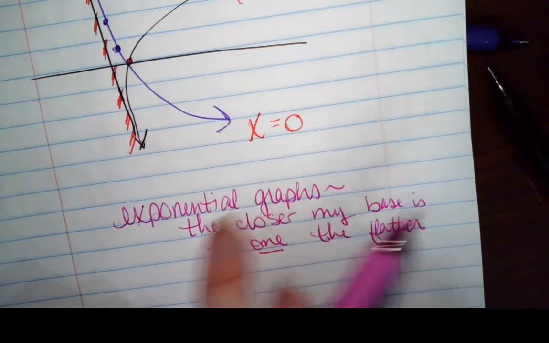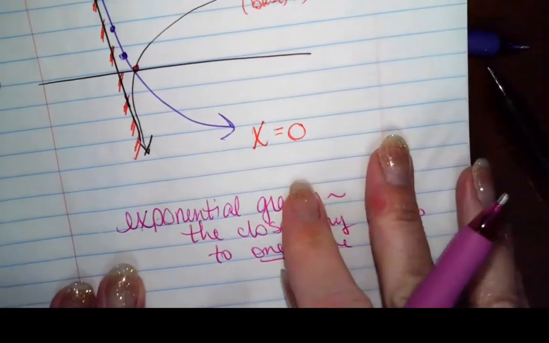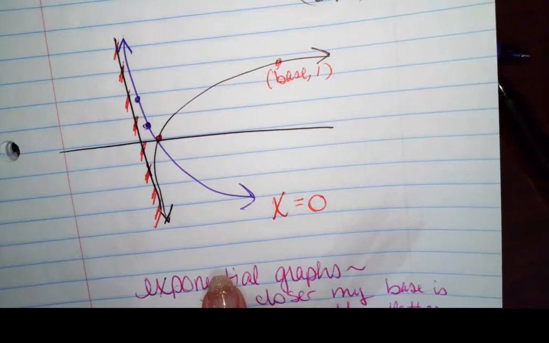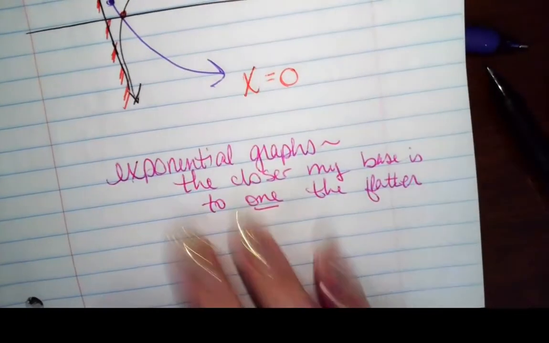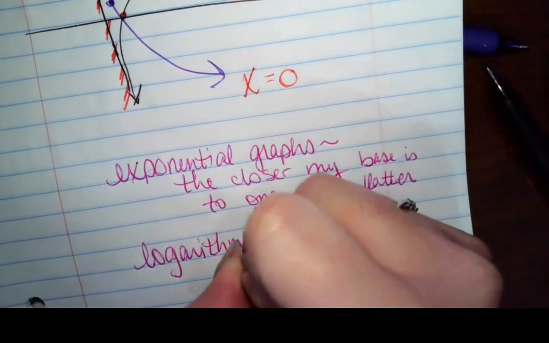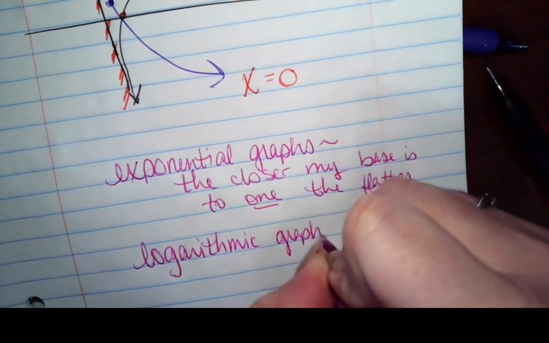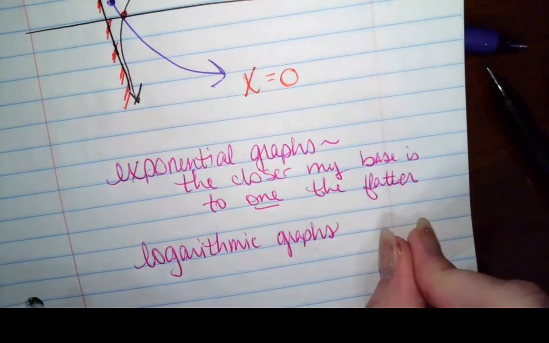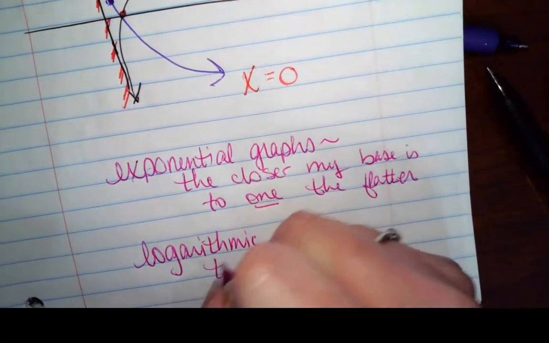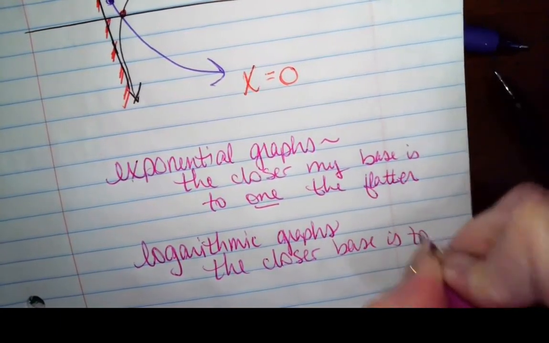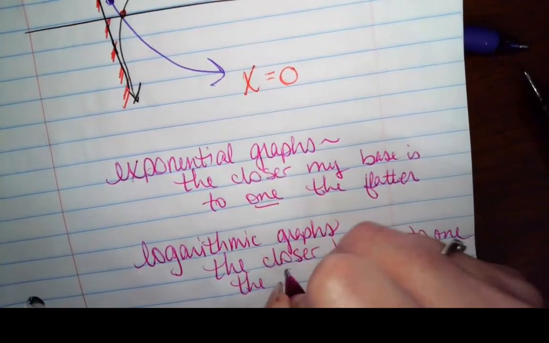The inverse of an exponential is a logarithmic. That's why for our inverse, we had y equals 0. And now for our inverse, we've got x equals 0 for our asymptote. Okay. So when I look at this, for logarithmic graphs, the opposite is going to be true. So for logarithmic graphs, the closer my base is to 1, the steeper it's going to be. Okay. So the closer my base is to 1, the steeper it will be.